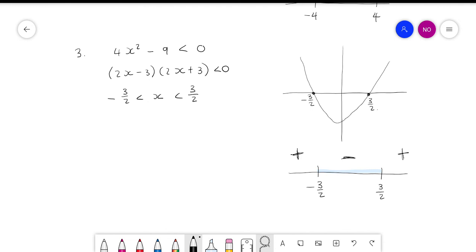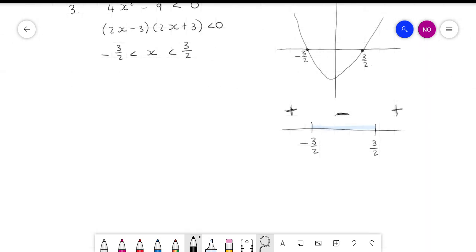Almal by? Okay, I'm going to give you a minute to do that one. Start off by factorizing and drawing either your number line or your parabola.